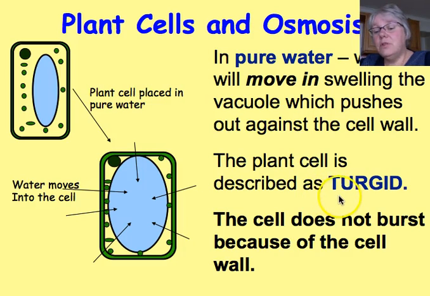And there's a term that we use for this. The contents like the cytoplasm and everything get pushed out there as well. And the term that we use for this is that the plant cell is described as turgid. Not turbid, that's a totally different word. Described as being turgid. I suppose you could think of it as the cell being quite swollen. The cell doesn't actually burst because the cell wall outside is very, very strong, and so that prevents the cells from bursting. So that's a plant cell in pure water.